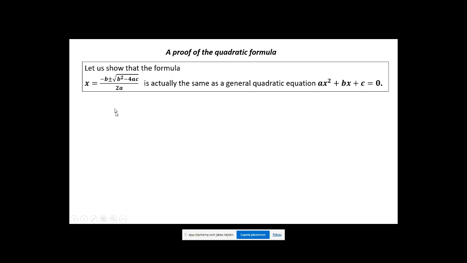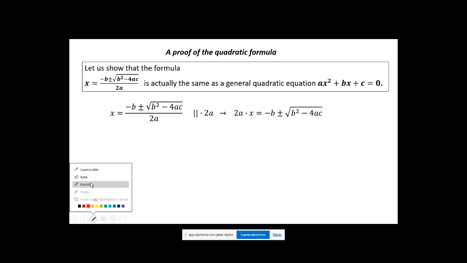And I'm going to show you that this quadratic formula is actually the same as a general quadratic equation in its basic form, in which 0 is on the right side of the equation. And let's begin.